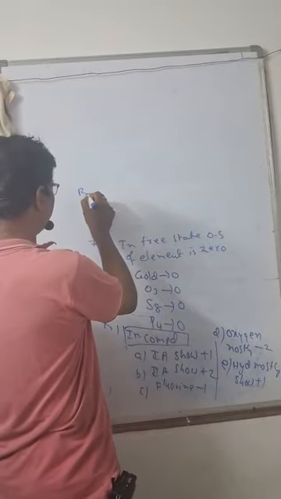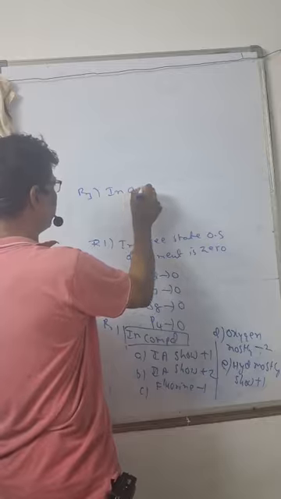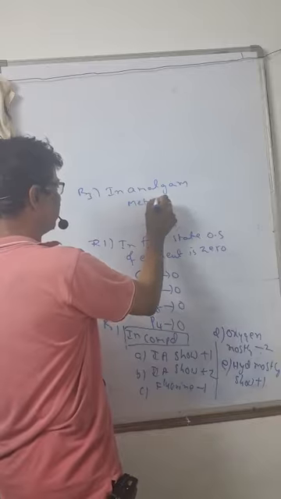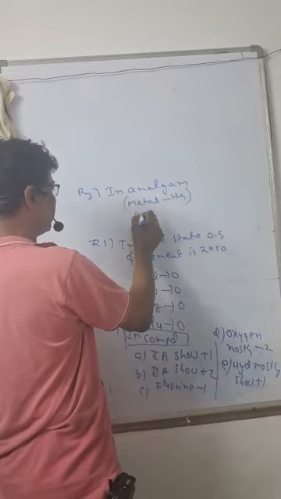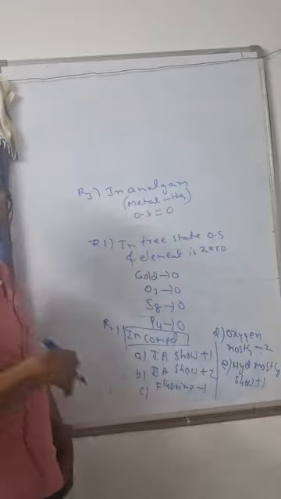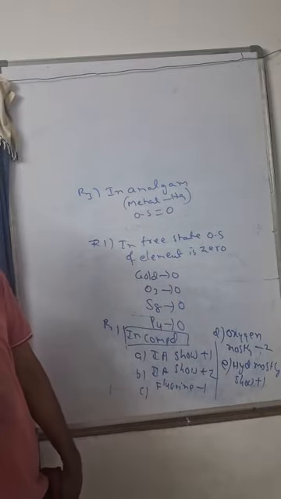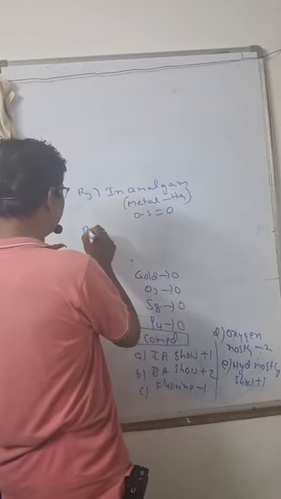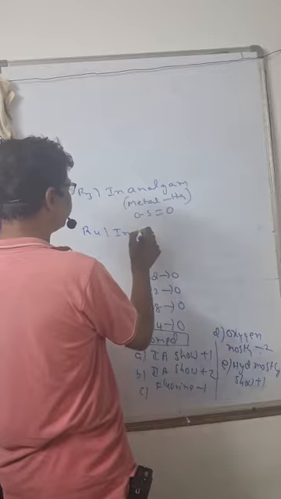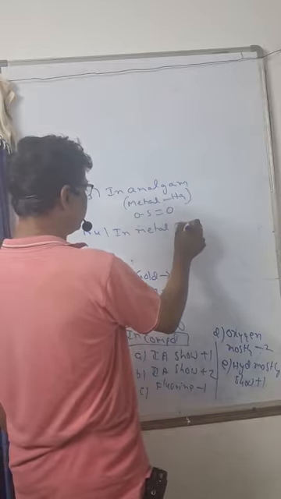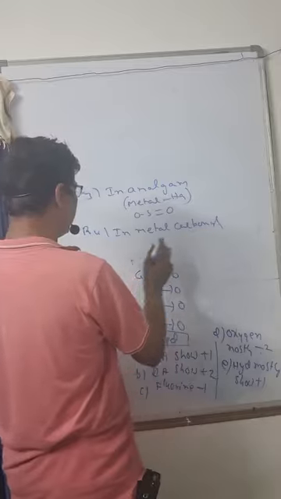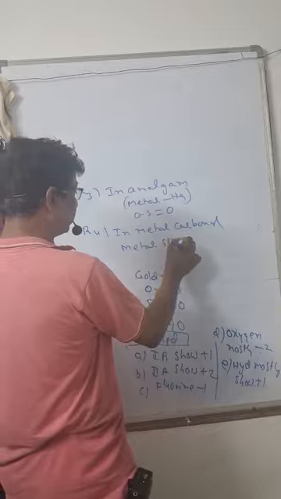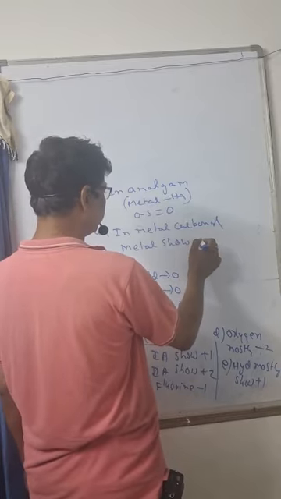Third rule, in amalgams, metal plus mercury is amalgams. Metal mercury combination. Oxidation state is 0. It is not a compound. Amalgam is not a compound. Try to understand. Oxidation state is 0. In metal carbonyls, metal that you study in D block, metal carbonyls, metal show 0 oxidation state.